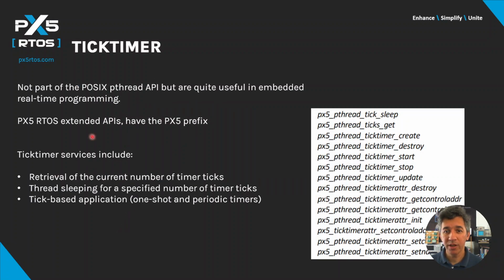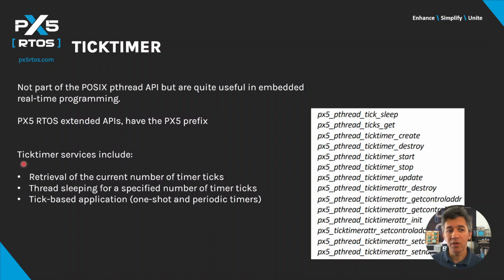The ticktimer APIs we'll see in this presentation are not part of the standard POSIX thread APIs. They're actually part of the PX5 RTOS extended APIs. This is the reason why they all have the PX5 prefix.